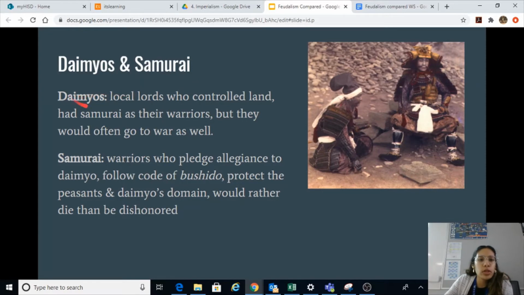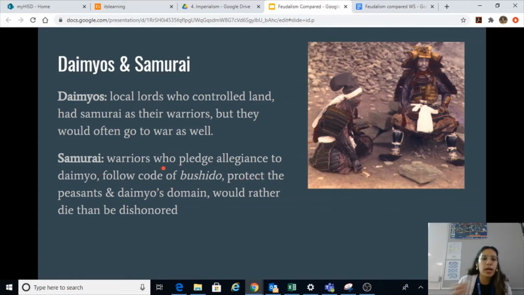So let's talk a little bit more about the daimyos and the samurai. So the daimyos are going to be our local lords that are going to control the land. And they're going to have samurai as their warriors. But our daimyos are often going to go to war with them as well. So this is a daimyo, and then this is a samurai. So that would be pictures of them.